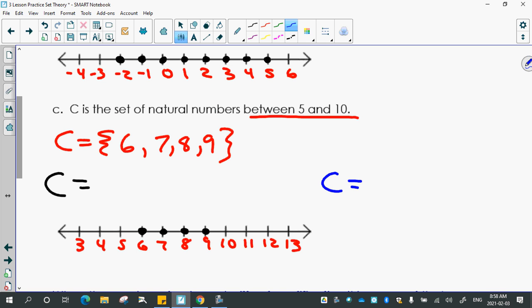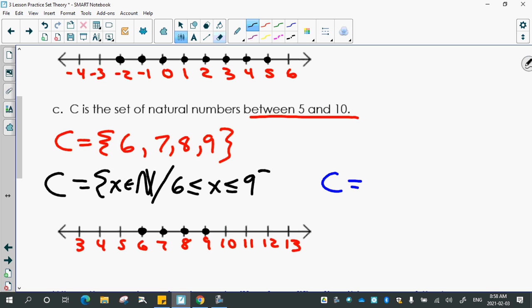Does anyone think they have one way you could write that in set notation? Jack? So C equals open bracket, x, and it's N. Oh, you use N? Okay. Sure, you can use natural numbers. I don't know how to make the N look like that. I guess it's like that. Yep. 6, greater than or equal to, x, less than or equal to 9.